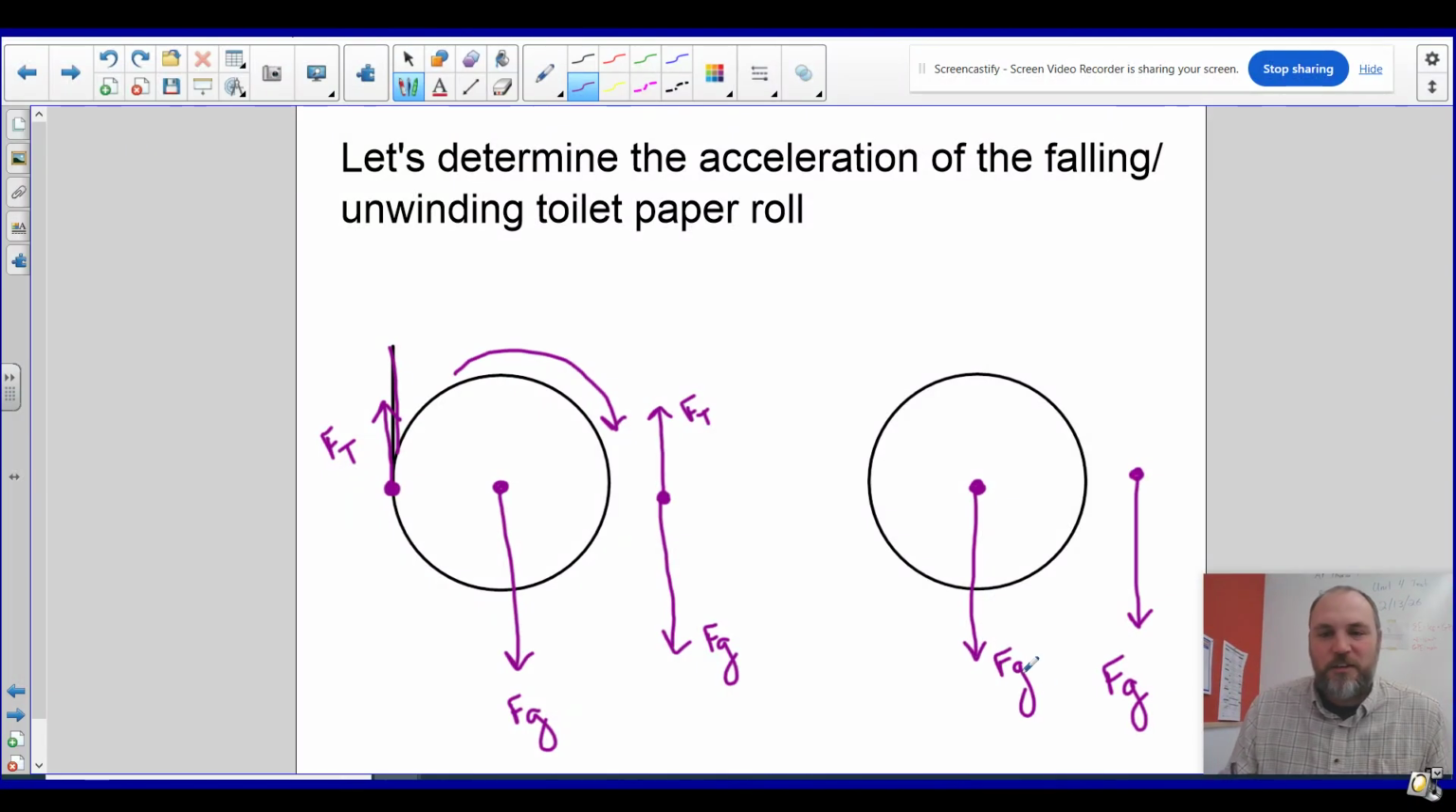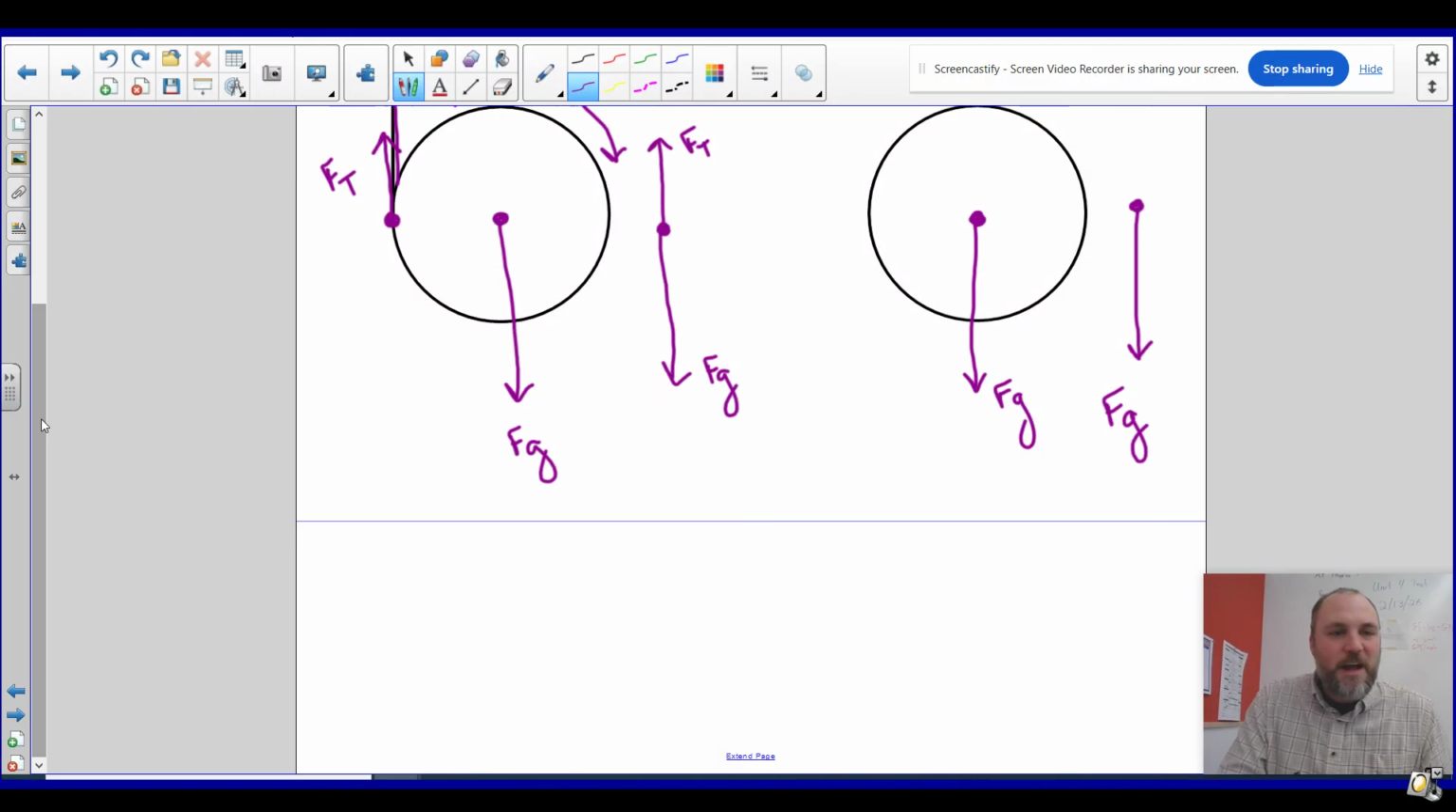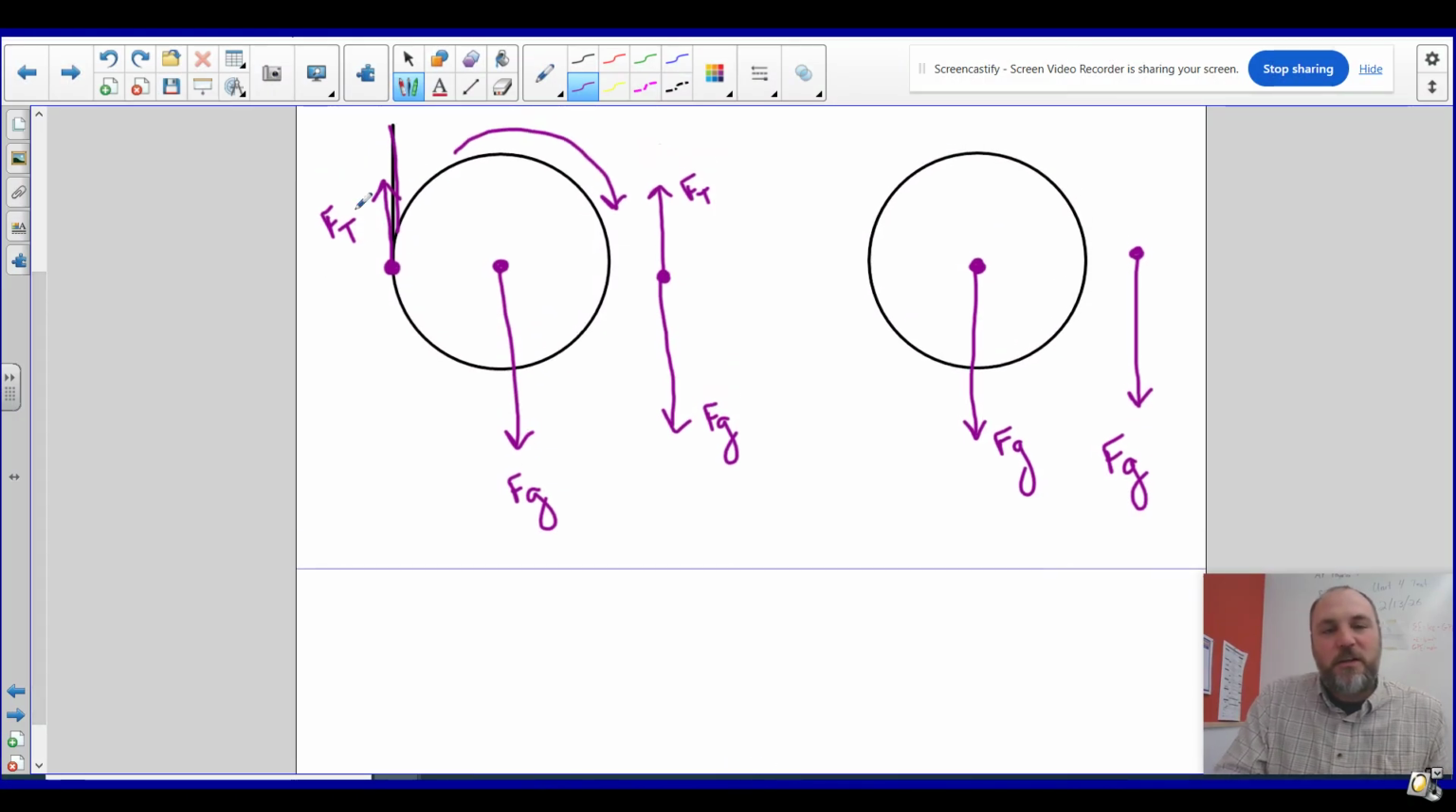Okay, I could do a torque diagram for the free falling object, but because the force of gravity is applied to the center of mass, it's not causing a torque. It has no lever arm. So in terms of R times F, there is no R for Fg. So we get no torque on this one. That's why it's only translating. But for our unraveling toilet paper, we do have a clockwise torque caused by the force of tension.